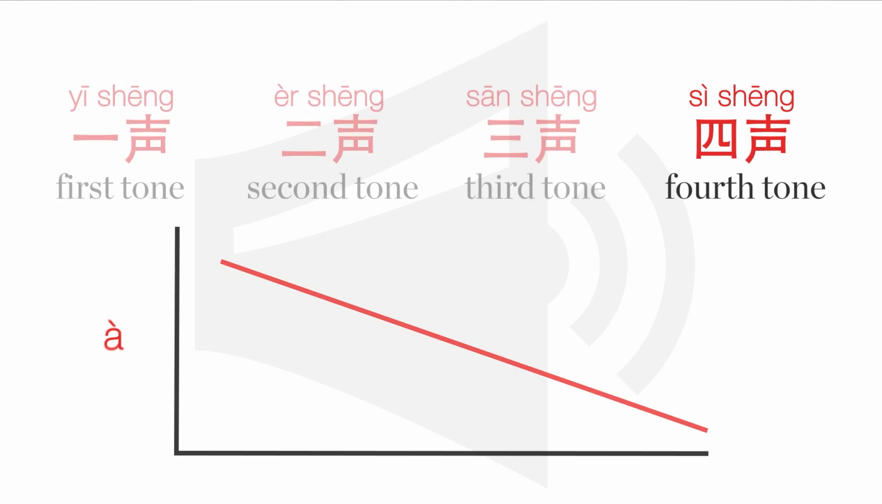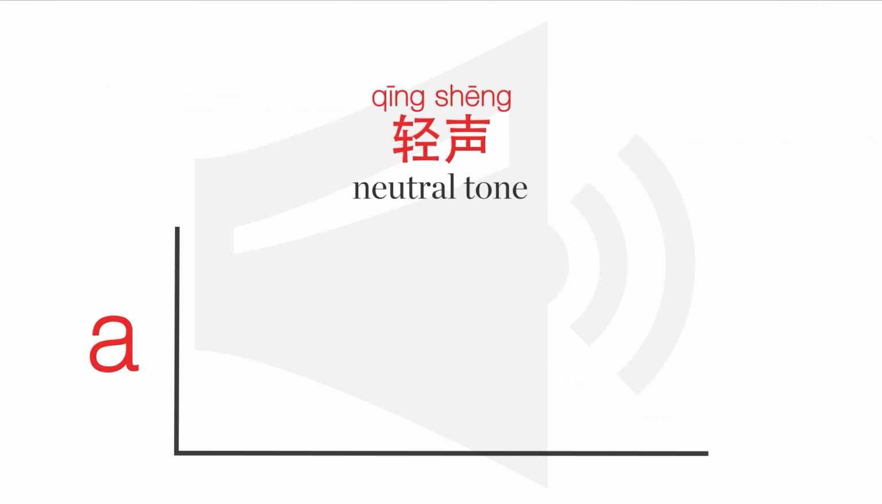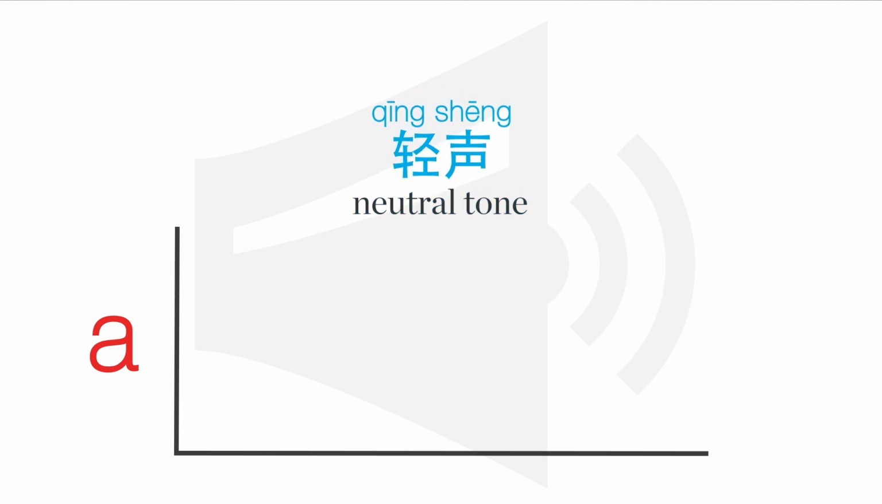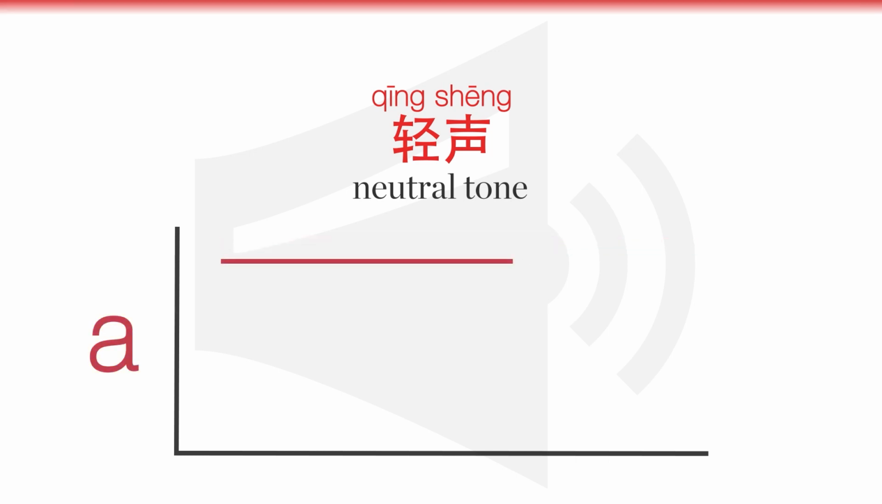Fourth tone, 四声, starts high, then falls sharply. In addition to the above four tones, there's a special tone called neutral tone, 轻声. It doesn't come with any marks on top. To make the neutral tone, try to say it as in the first tone, except that you say it in a more light and short way.